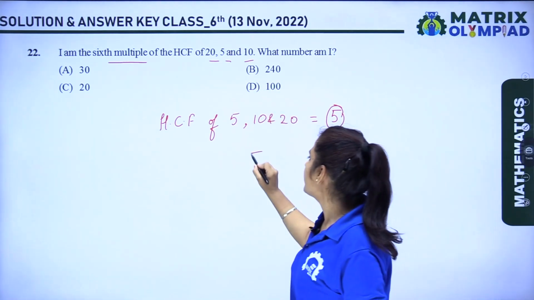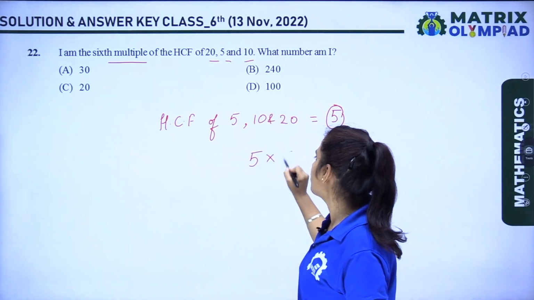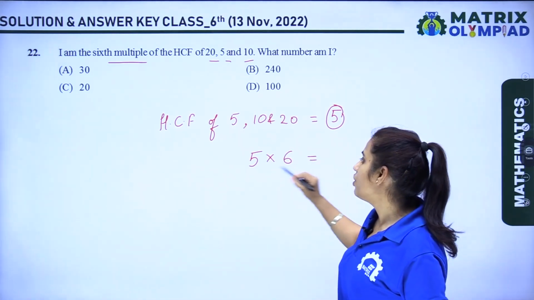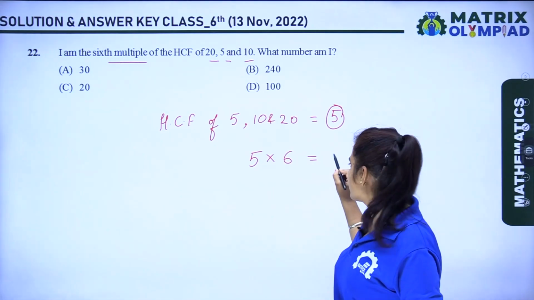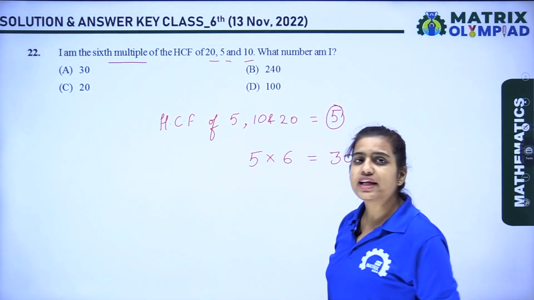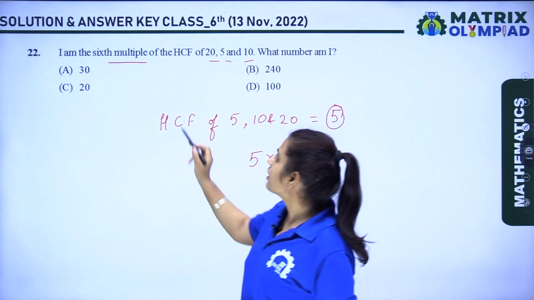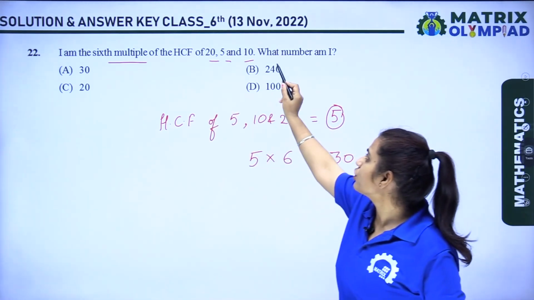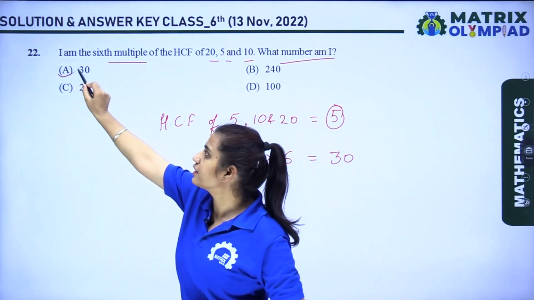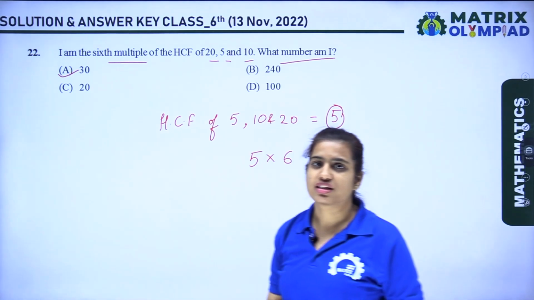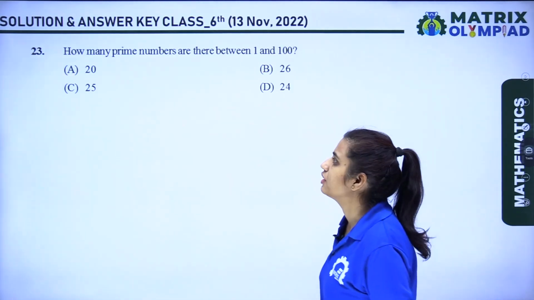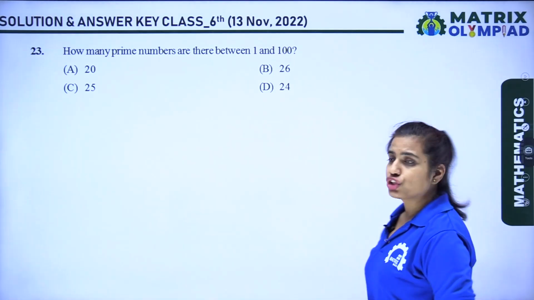Now, the next step is HCF is multiplied by 6. Now, 5 times 6 is 30. So, we can say that 30 is the number because we have to only find out the number. So, here option A is the correct answer. Now, let's move on to the next question of this paper.